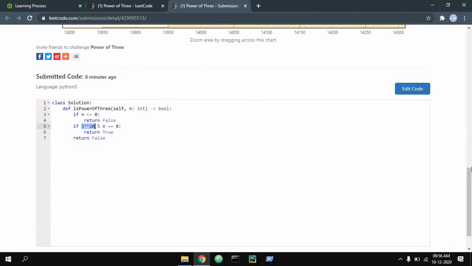So in this case we will take 3 raised to 20 as the highest number and divide it by n, the given number. If the remainder is 0, then we will return true, else we will return false.